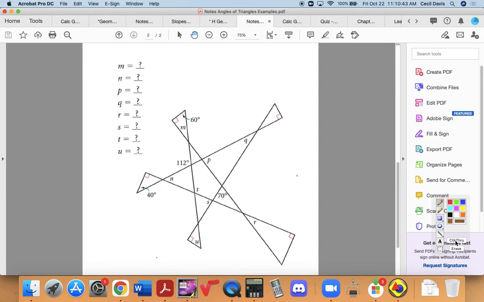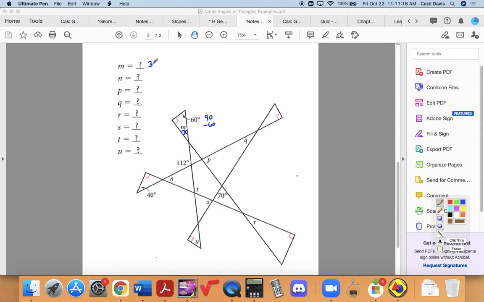So let's see what we can do here. We can find angle M in one step. How can you find angle M in just one step? 112 minus 60? No, that's not right. 90 minus 60? Yes, because this is a right triangle. The two acute angles have to add up to 90. So 90 minus 60 tells me that angle M is 30.